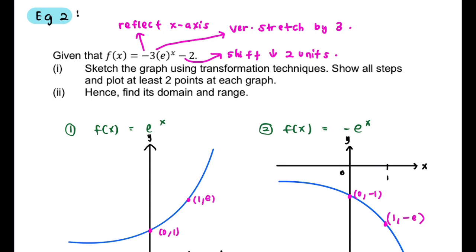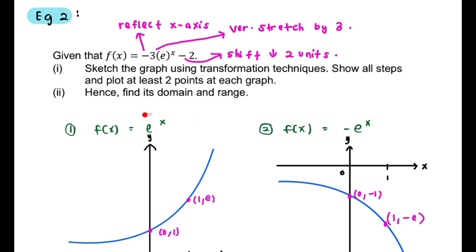The same question. If you look at the question here, you have 3 types of transformation. The first one is negative outside. Just now, the negative was attached with the x, but this one is negative outside, so your graph will be reflected about the x-axis. And then you have constant 3 also outside the function, vertically stretched by 3. And then you have minus 2 outside also, shifting downward 2 units.